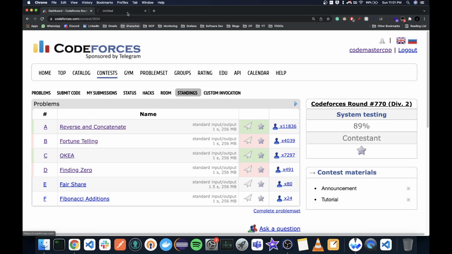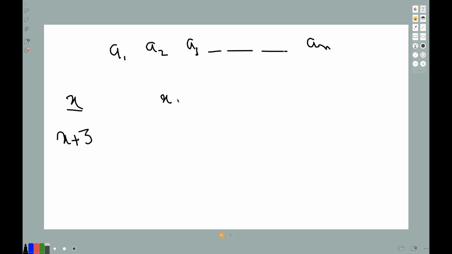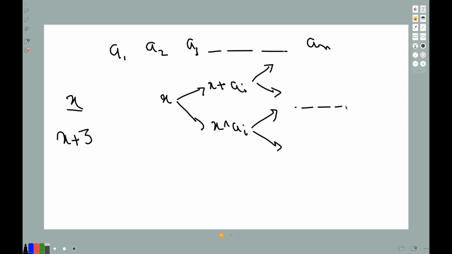Now problem B. In this problem, okay, let me remove this. In this problem, we have an array just like usual, and we have two starting numbers, x and x plus 3. And what we can do is for every i from 1 to n, we process x in this way. So x can either become x plus a_i, or x can become x XOR a_i. And then at the next step, it would branch out into two possible things. This will branch out into 2, and so on. So this keeps on happening.